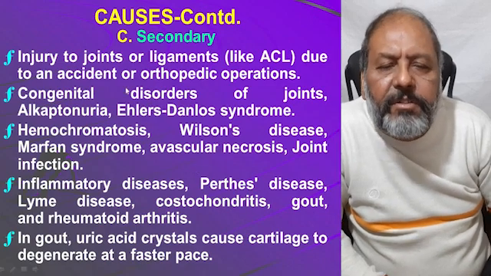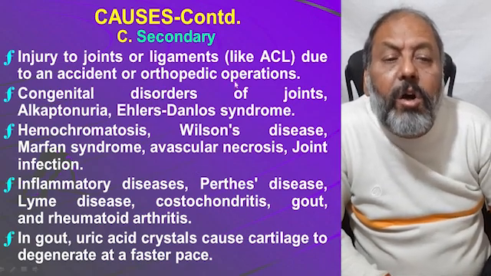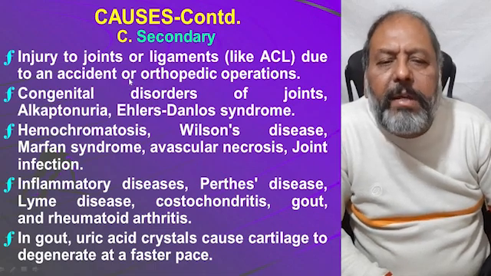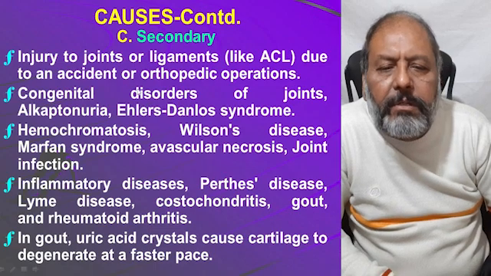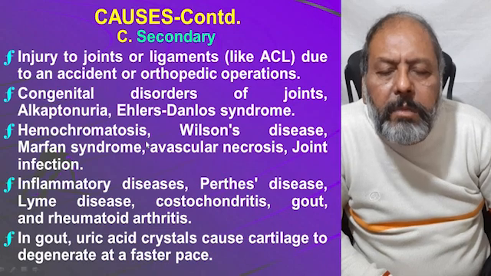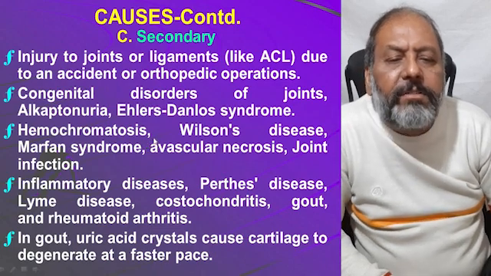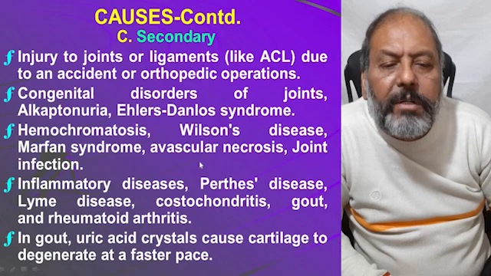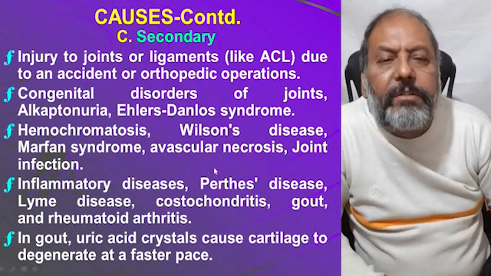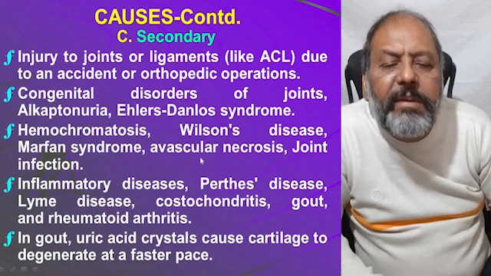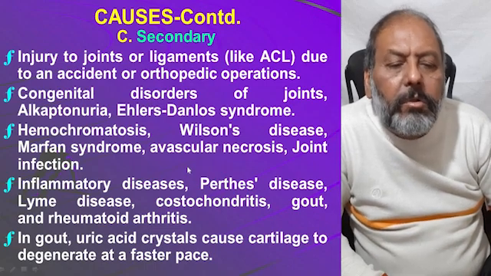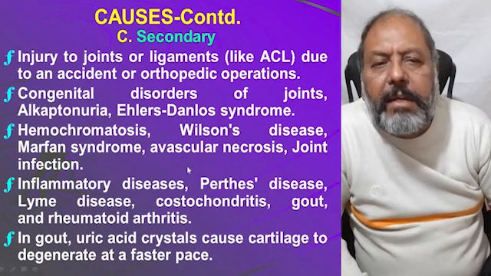Continuing the secondary causes: injury to the joint or the ligaments like the ACL, anterior cruciate ligament, due to an accident or orthopedic operation; congenital disorders of the joints like alkaptonuria, Ehlers-Danlos syndrome, hemochromatosis, Wilson disease, Marfan syndrome, avascular necrosis, and joint infection. Inflammatory diseases like Perthes disease, Lyme disease, costochondritis, gout, and rheumatoid arthritis.